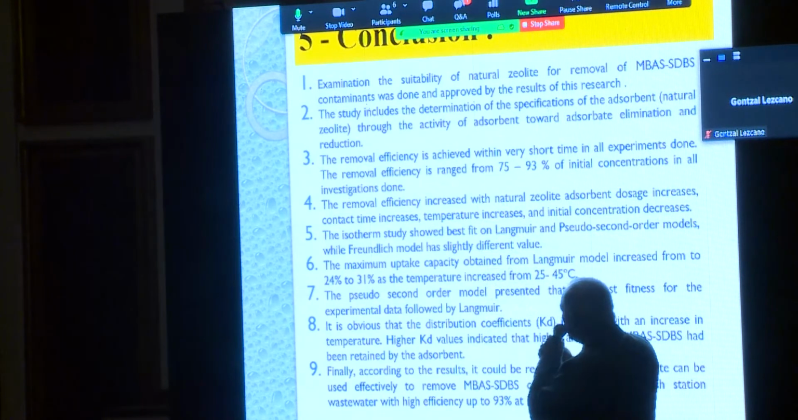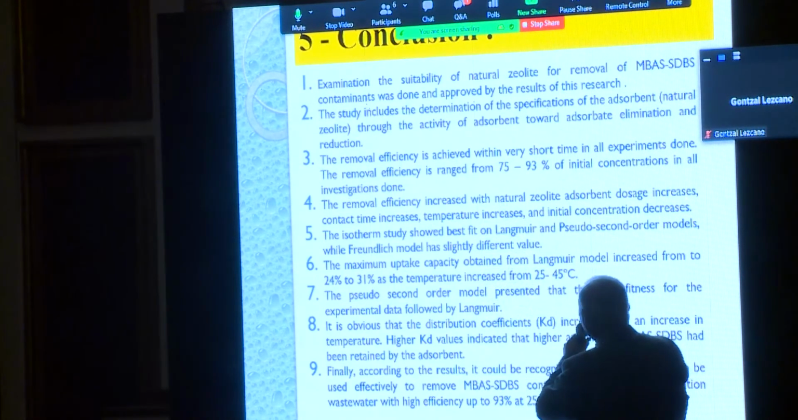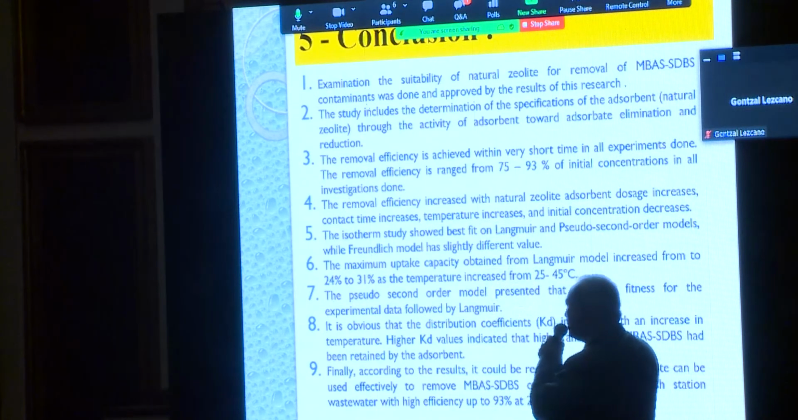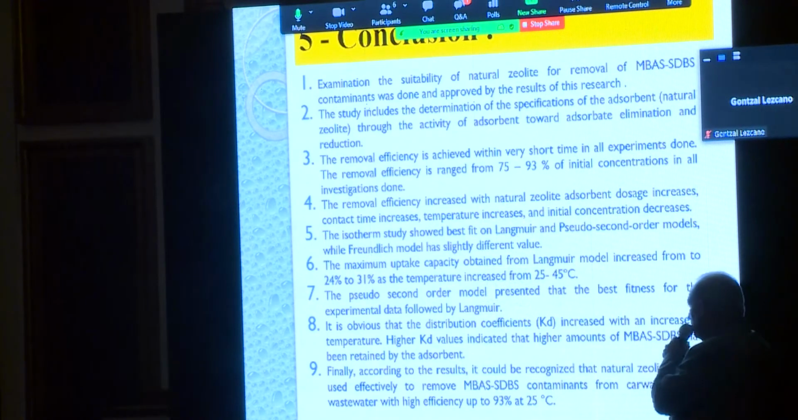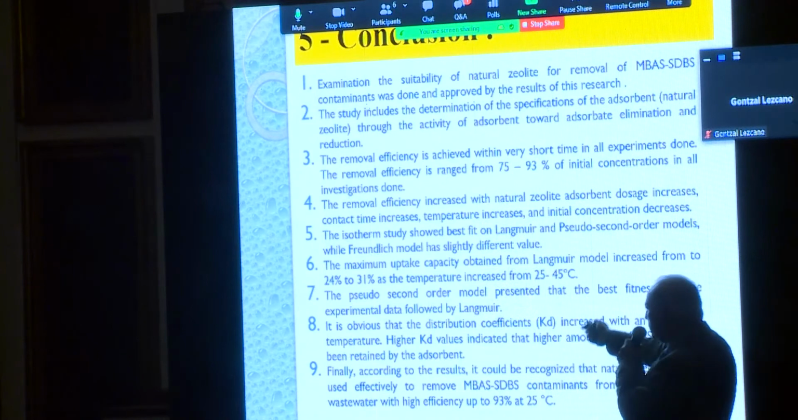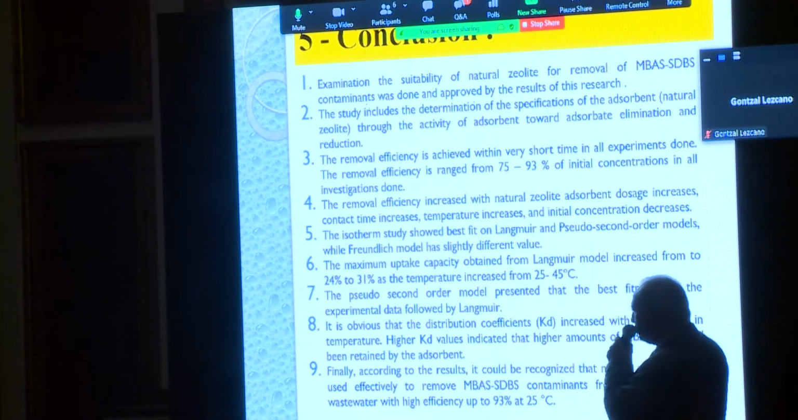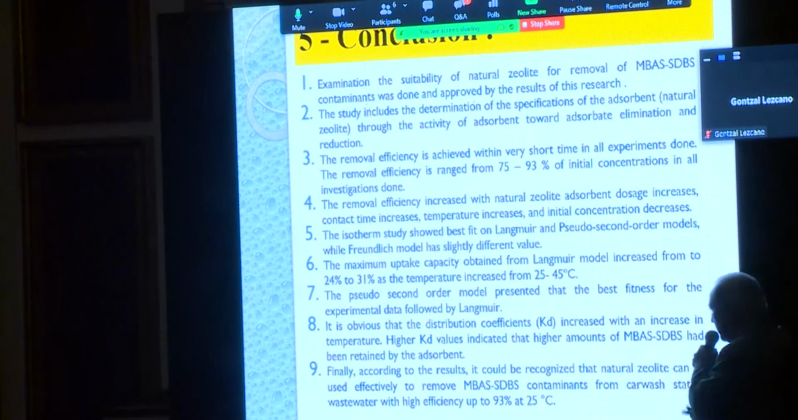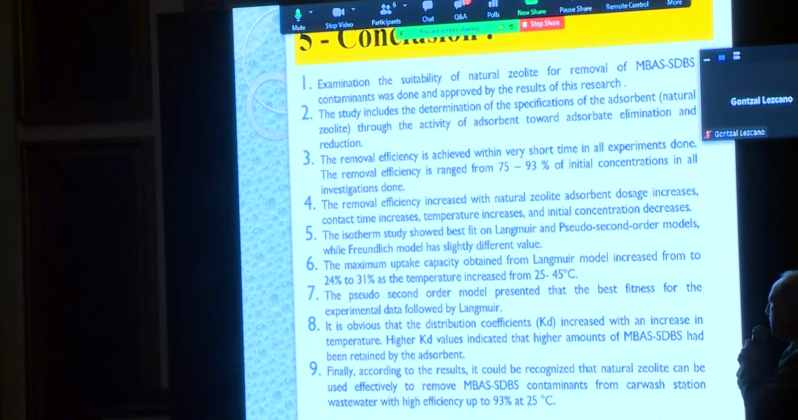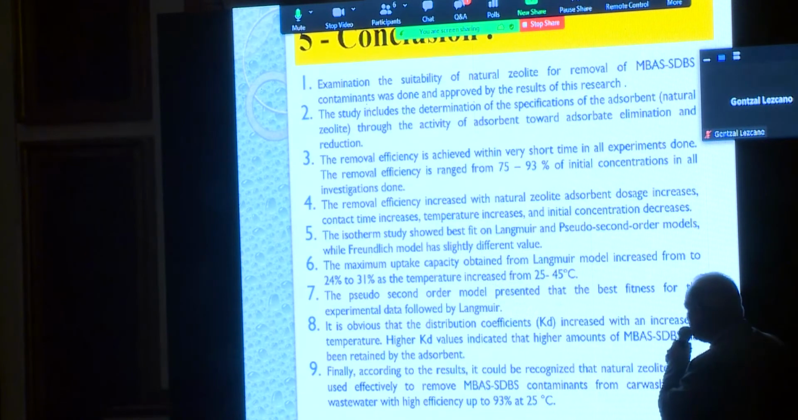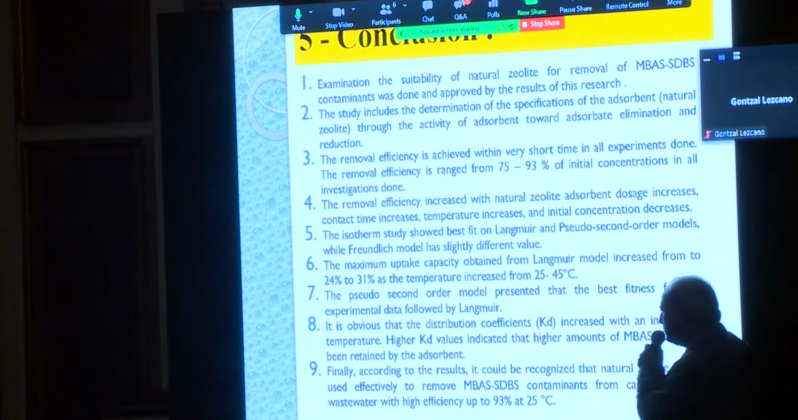The maximum uptake capacity obtained from the Langmuir model increased from 25% up to 31% as the temperature increased from 25 to 45. The pseudo-second order model presented the best fitness for the experimental data, followed by the Langmuir model. It is obvious that the distribution coefficient, KD, increased with the increase in the temperature, and the high KD values indicated that a higher amount of surfactant had been retained by the adsorbents.